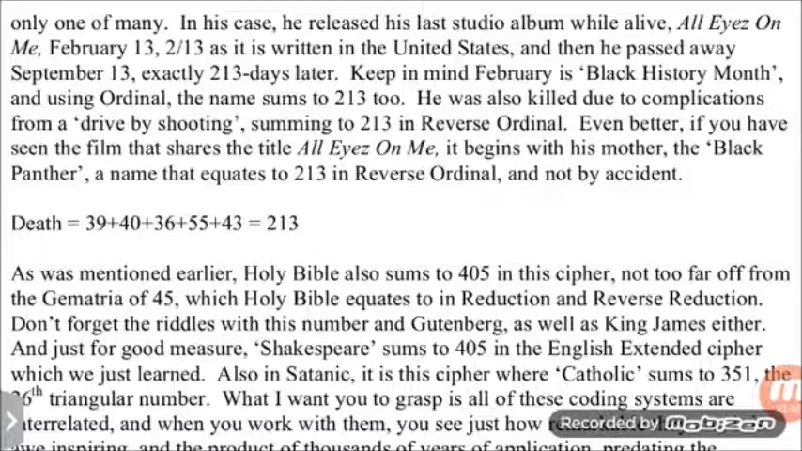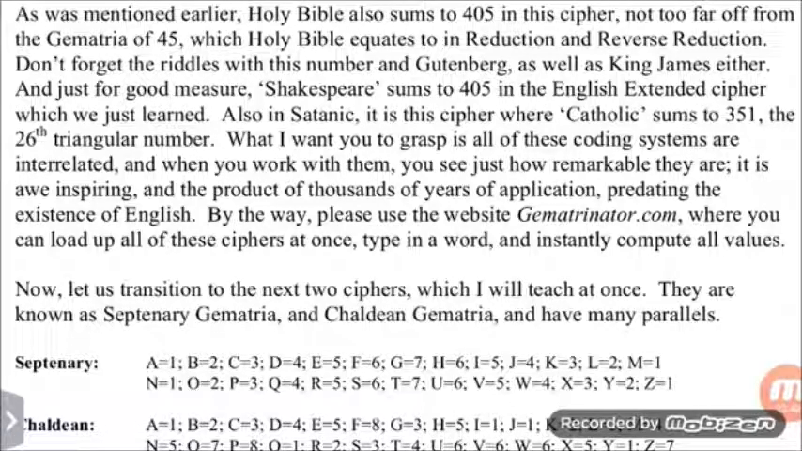Death equals 39 plus 40 plus 36 plus 55 plus 43 equals 213. As was mentioned earlier, Holy Bible also sums to 405 in this chapter, not too far off from the Gematria of 45, which Holy Bible equates to in reduction and reverse reduction. Don't forget the riddles with this number and Gutenberg, as well as the King James either. And just for good measure, Shakespeare sums to 405 in the English Extended Cipher, which we just learned.